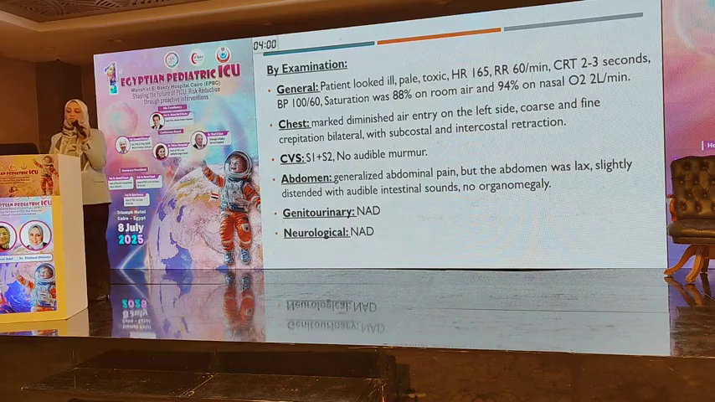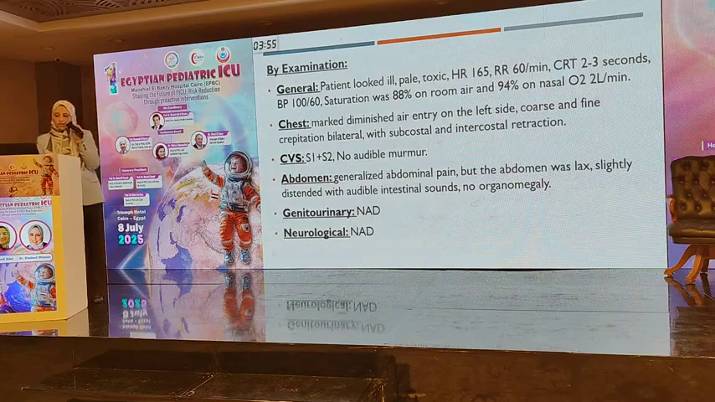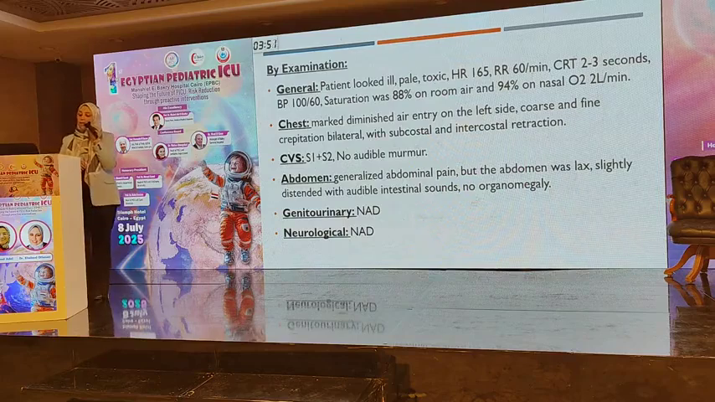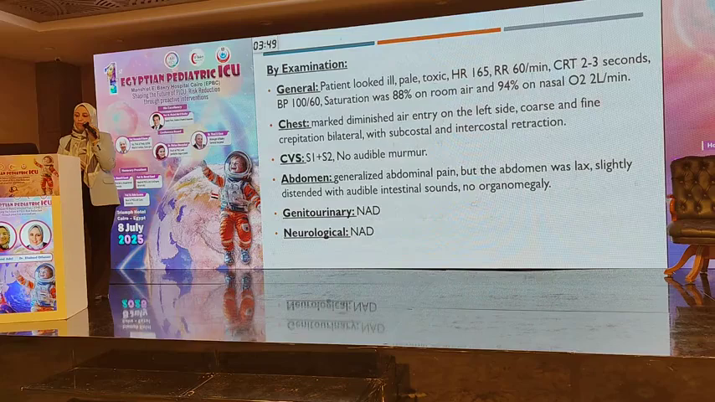Chest showed marked diminished air entry on the right side, coarse and fine crackles bilaterally with subcostal and intercostal retractions. Cardiovascular: normal heart sounds with no audible murmur. Abdomen: generalized abdominal pain, but the abdomen was lax, just slightly distended with audible bowel sounds, no organomegaly. The rest of the systemic examinations were normal.